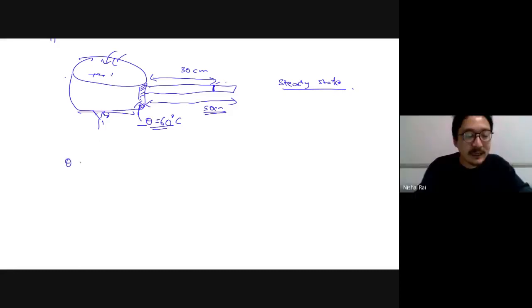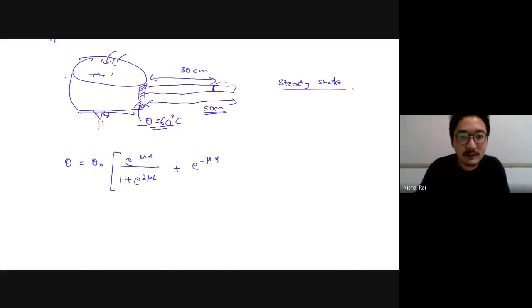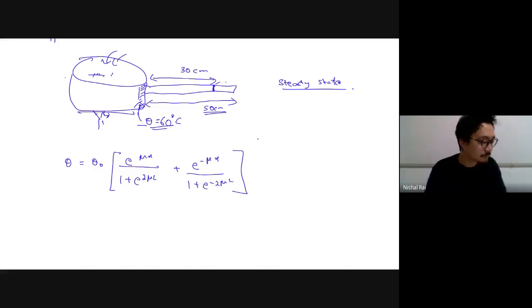So your theta will be theta naught times (e to the power mu x plus e to the power twice mu L plus e to the power negative mu x) divided by (1 plus e to the power negative twice mu L). Clear? Is it clear till here?